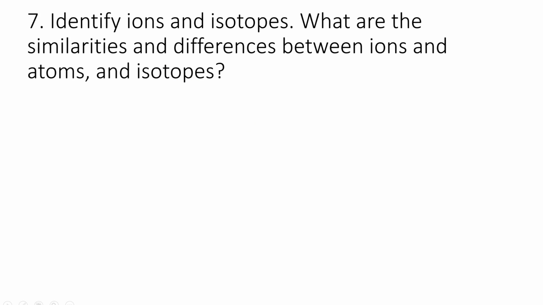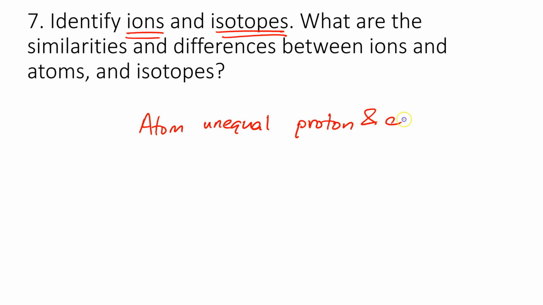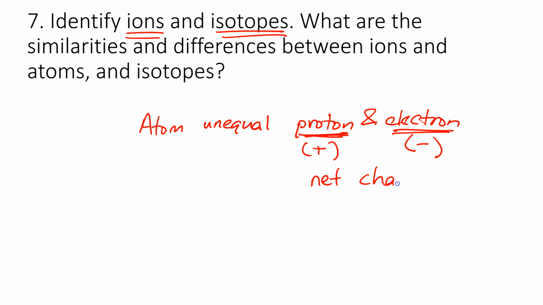Identify ions and isotopes, right? So you need to understand the differences between ions and isotopes. An ion is basically when an atom has an unequal number of protons and electrons. Because a proton is positively charged and an electron is negatively charged, if the number of protons and electrons are not equal, then the atom will have some net charge. Net charge is basically when you have more protons or more electrons.